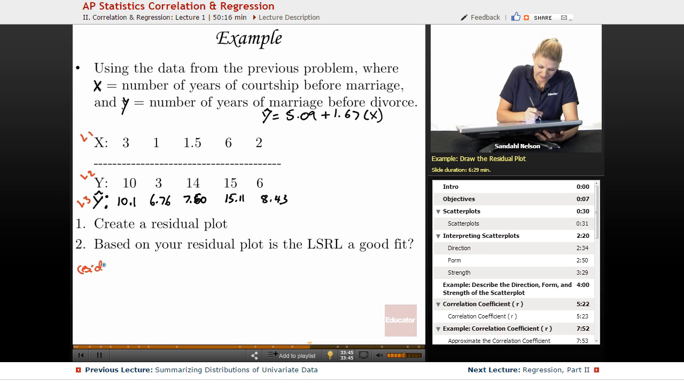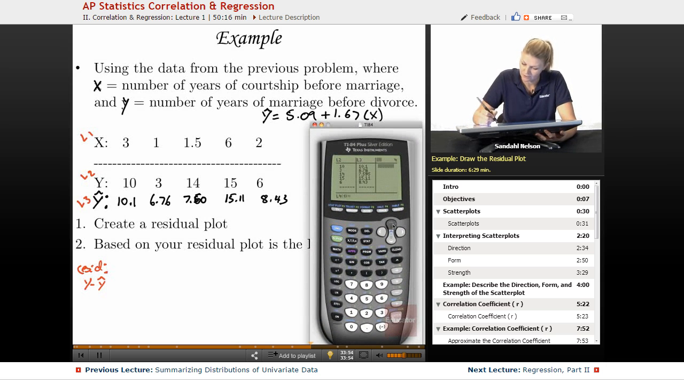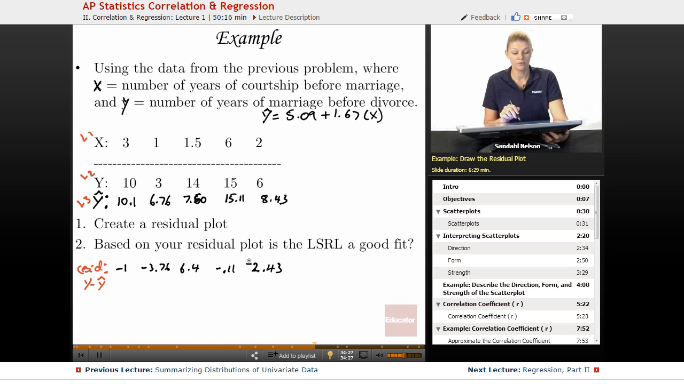Our residuals, remember, are y minus y hat. So we'll go over here to list 4, and we know that all of our y's are in list 2 and all of our y hats are in list 3. So list 2 minus list 3, and now we have all of our residuals. So we have negative 1, negative 3.76, 6.4, negative 0.11, and negative 2.43. Great, so we have all of our residuals.